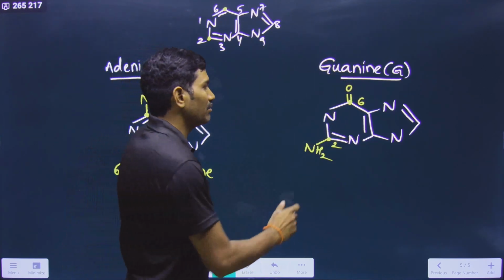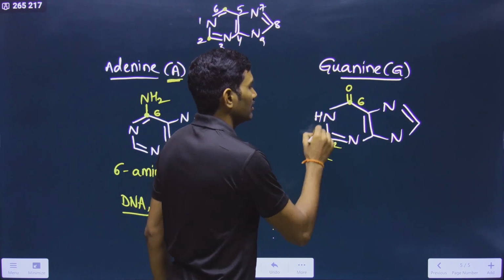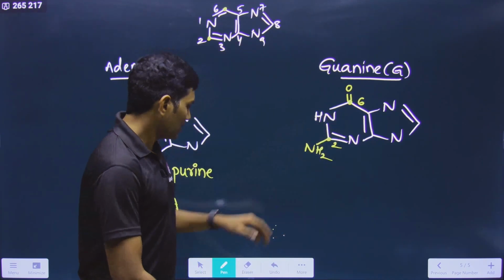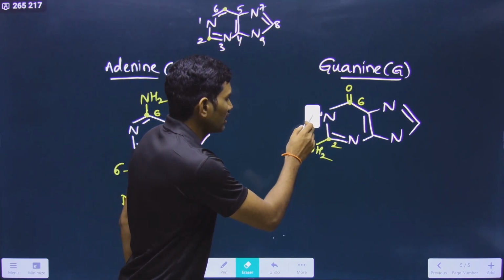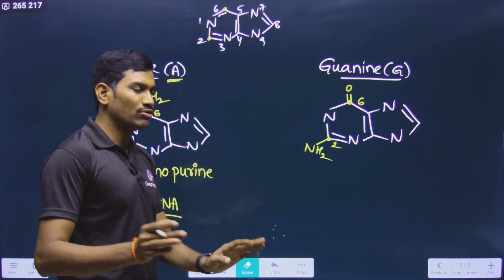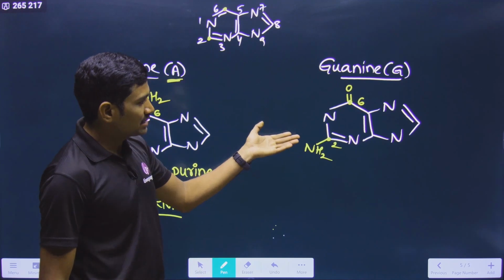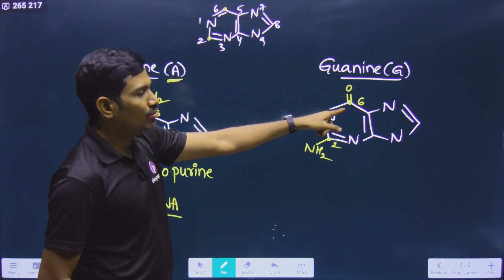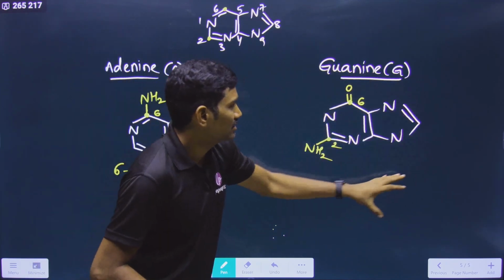If you are not keeping the double bond, what happens? This N will automatically become NH. Even though you are not writing this H, no problem at all. If you are not mentioning it, by default hydrogen will be present. So you can mention it or leave it, no problem. But don't keep a double bond here. That's it. This is the structure of guanine.